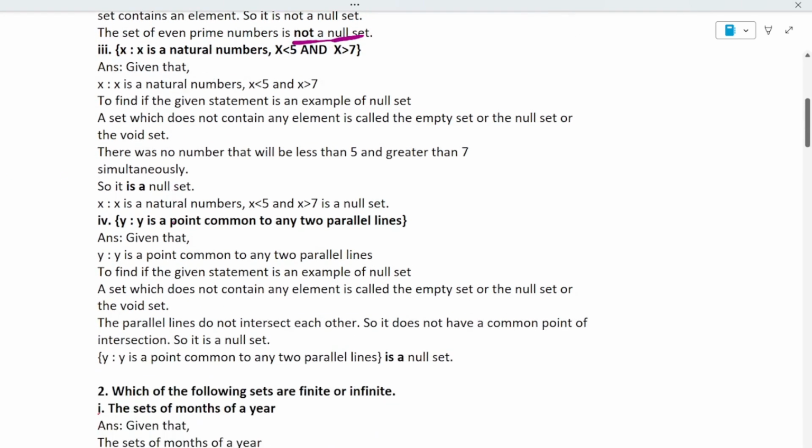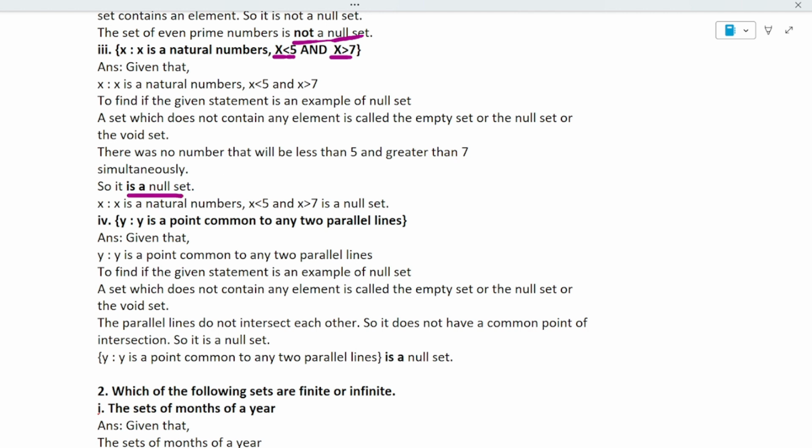Now let's see the third question. X is a natural number, X is less than 5 and X is greater than 7. Natural numbers start from 1, 2, 3, 4, 5, etc. They have given X is less than 5 but greater than 7, which means there is no number that is less than 5 and greater than 7, so it is a null set.